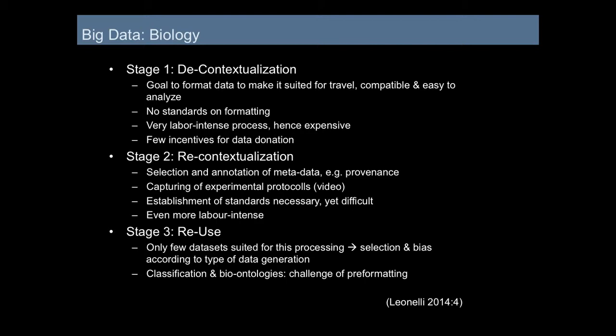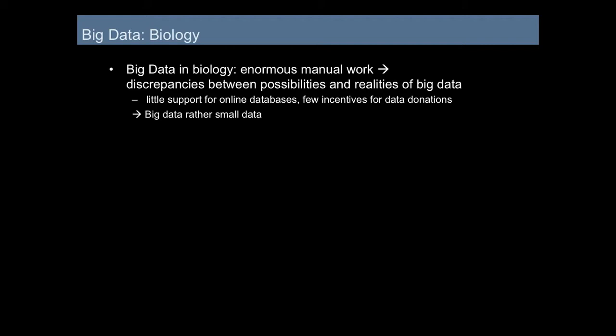Moreover, as always is the case with classification and bioontologies, there is a challenge of pre-formatting. On the one hand, you need to pre-format a database to make it usable. On the other hand, by this pre-formatting, you can preclude future uses. So, in a nutshell, if you want to look at big data and biology, there seems to be enormous manual work involved in this type of big data processes. So there are really discrepancies between the possibilities and the realities of big data.